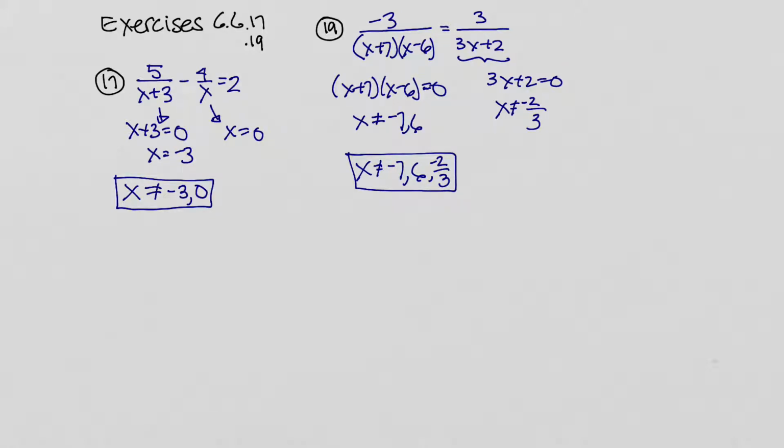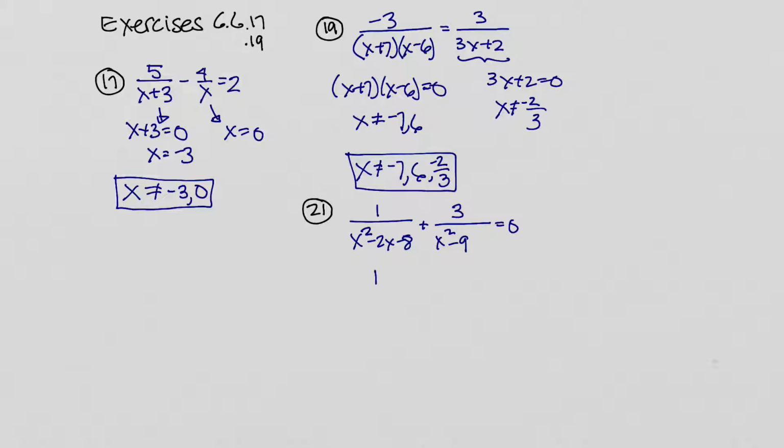While we're here, let's just go ahead and do number 21 also. It's very similar to 17 and 19, just a little bit more to it. So here's 21. It's 1 over x squared minus 2x minus 8, and then plus 3 over x squared minus 9 equals 0. And we're being asked to determine which values of x we can not use, which values of x will make the denominator 0.